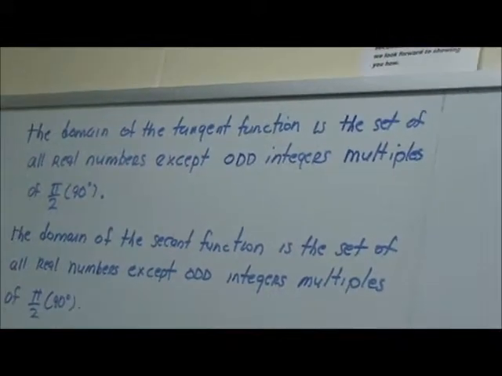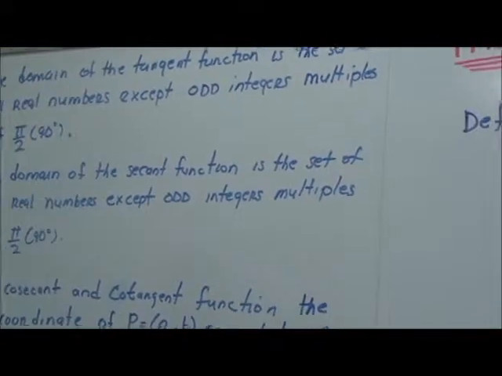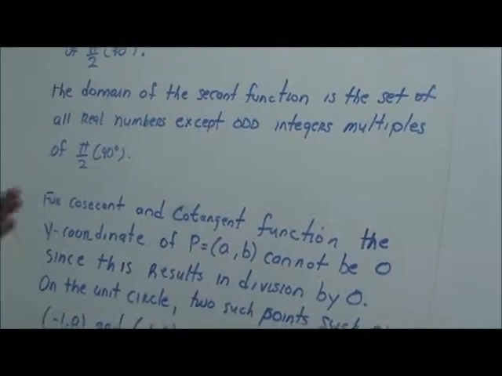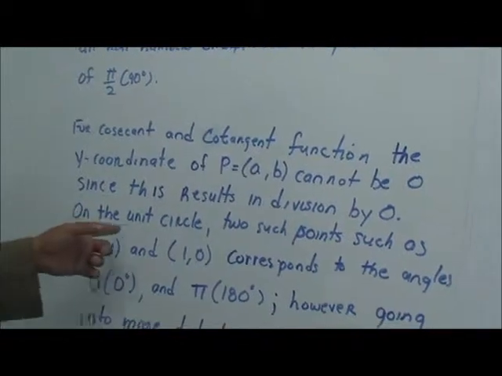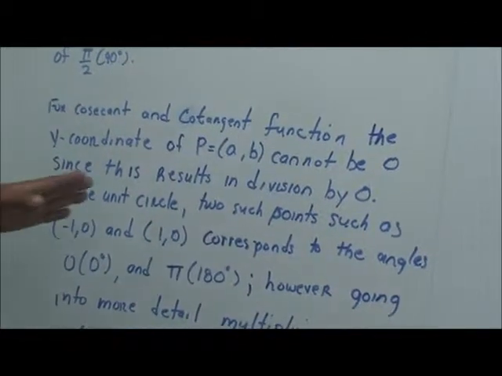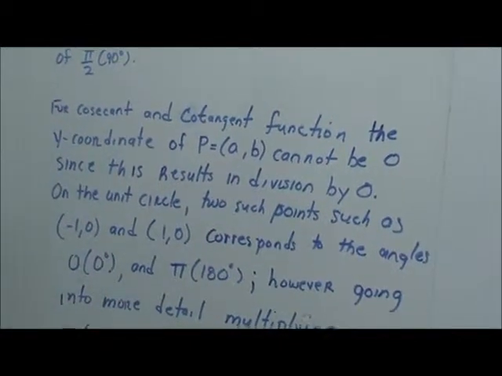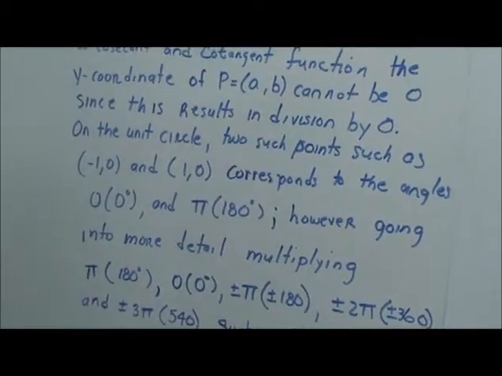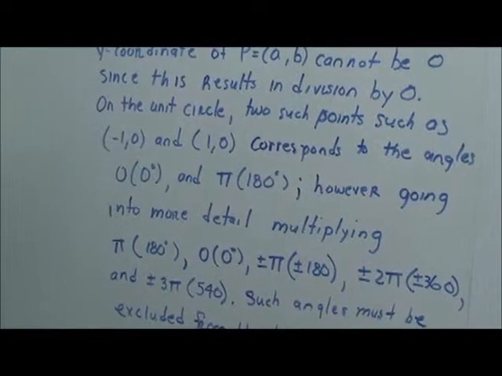Now for cosecant and cotangent functions, the y coordinate of the point A and B cannot be 0, since this will result in a division by 0, which will cause this to be an inexistent or undefined function. And on the unit circle, two such points, such as -1 and 0 and 1 and 0, correspond to the angle 0 degrees and also pi or 180 degrees.